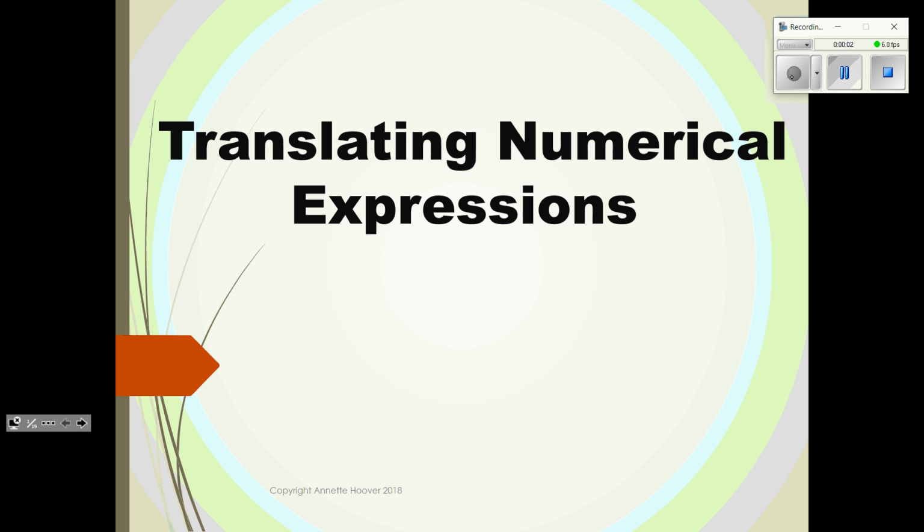In this lesson, we are going to be looking at translating numerical expressions. And what that means is we're going to be looking at words that we will read or that we will come across that will let us know what operation we are doing. Are we going to add, subtract, multiply, or divide?